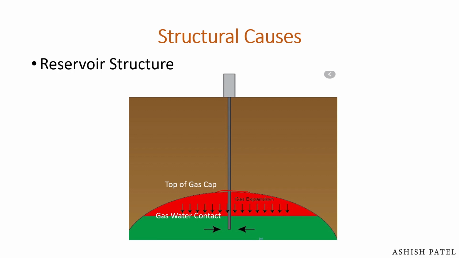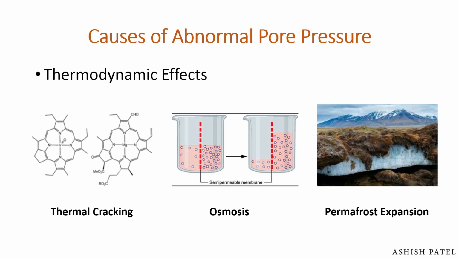At the top of a gas anticline, the pressure is generally higher than at the gas-water contact. Great care should be taken to drill such gas cap reservoirs. Thermodynamic processes like thermal cracking, osmosis, and permafrost also change the volume of the matter, which results in abnormal pore pressure.